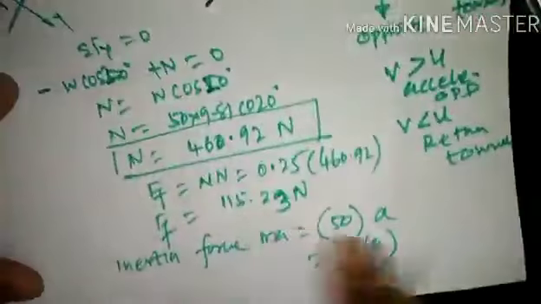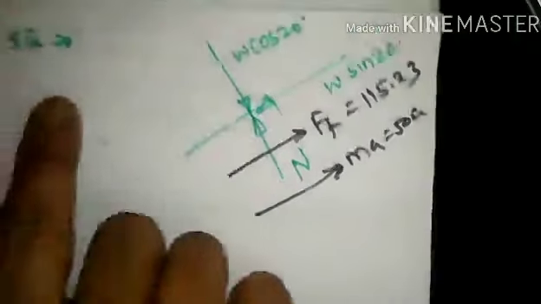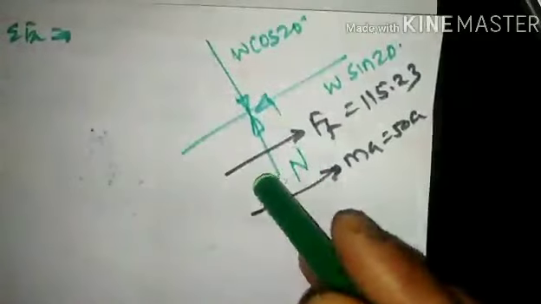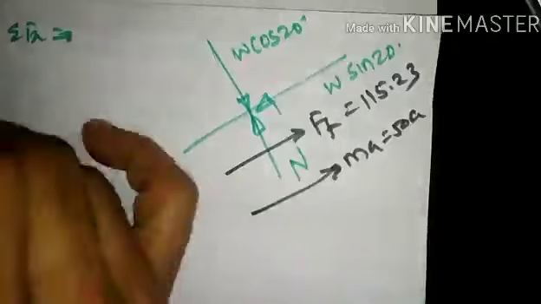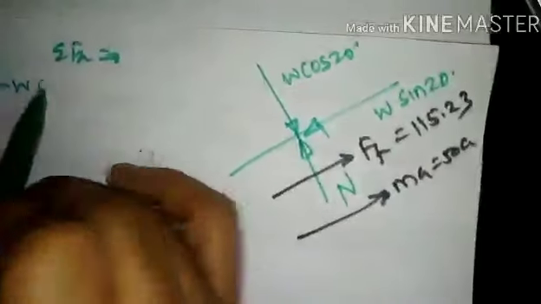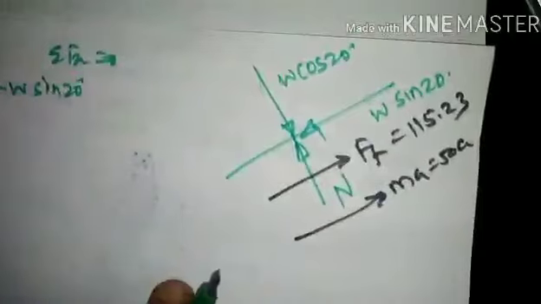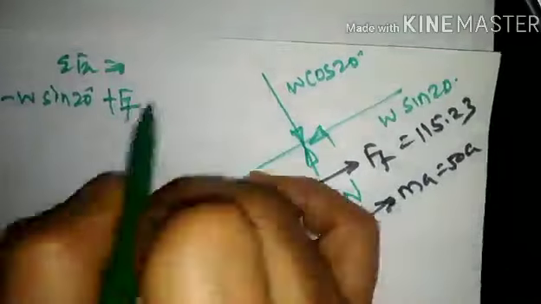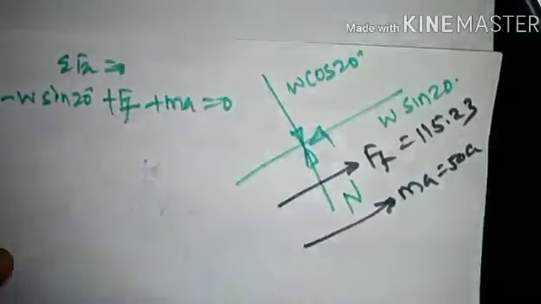F_F value has been calculated as 115.23, so this value is substituted as 115.23, and this is 50 into A. These are the two values that have been calculated, and we are going to add up the forces parallel to the x direction. So referring to this diagram, adding up all the forces parallel to the x direction: W sine 20 is towards the left hand side, so minus W sine of 20 degrees. F_F is towards the right hand side, plus MA is towards the right hand side, plus MA, that is equal to 0.